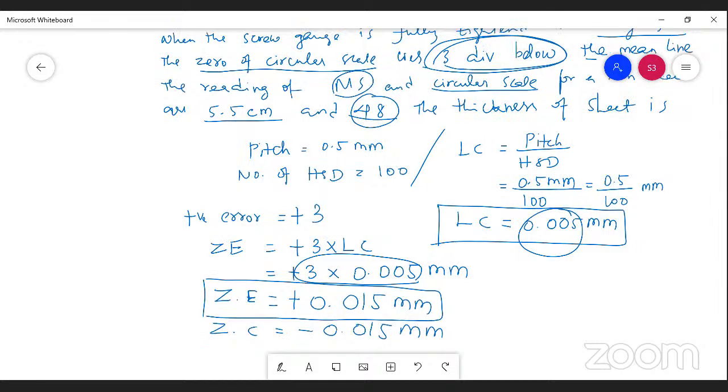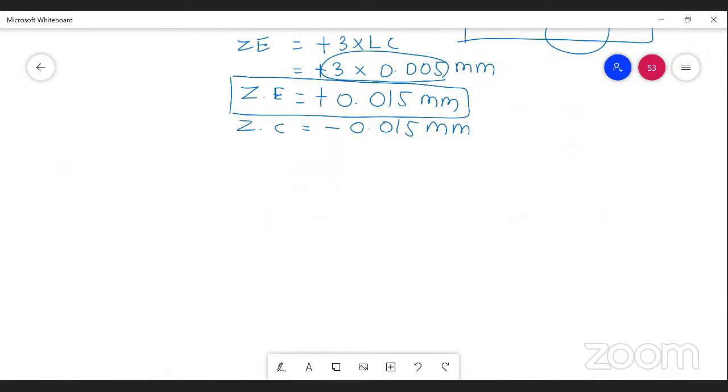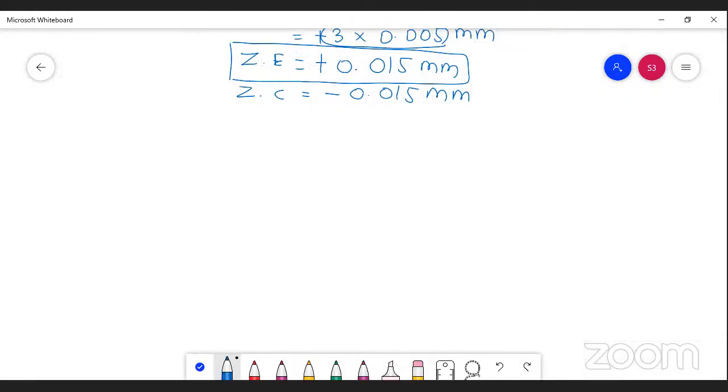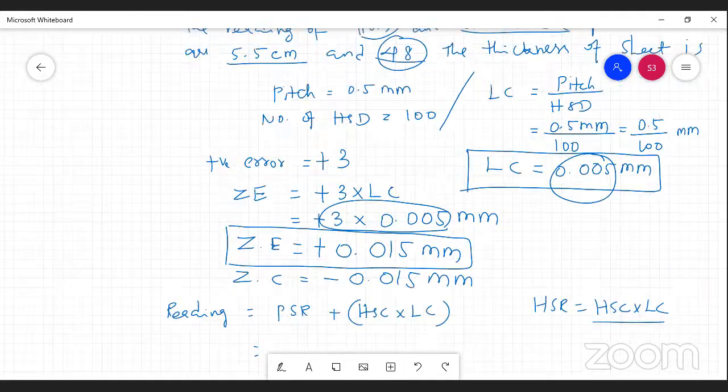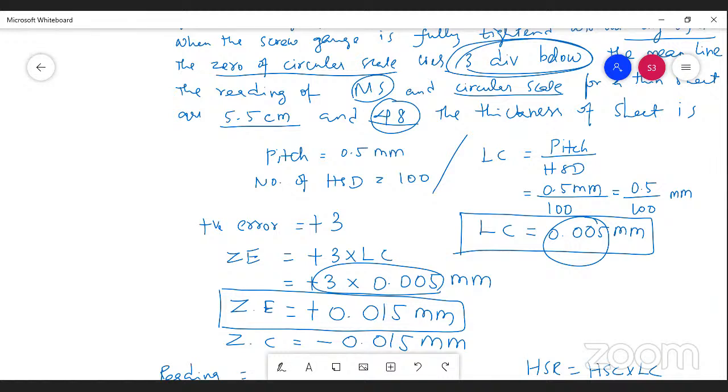What is the reading? What is the reading formula? As you know well, reading is equal to pitch scale reading plus head scale reading. Head scale reading is head scale coincidence into least count. What is the pitch scale reading? See the question. When the thin sheet is included, the pitch scale reading is 5.5 millimeter.